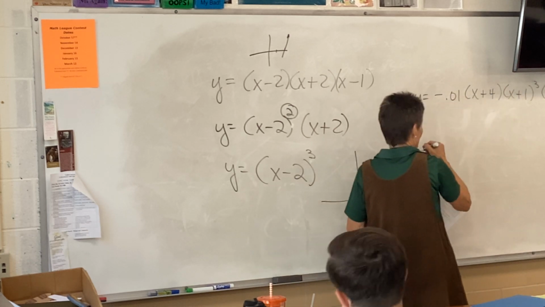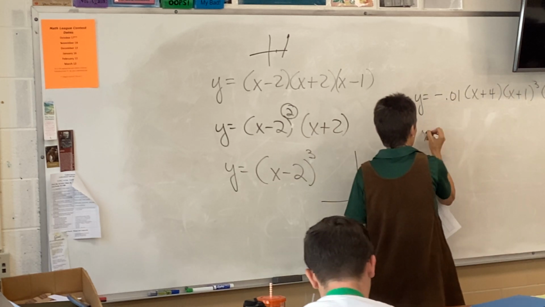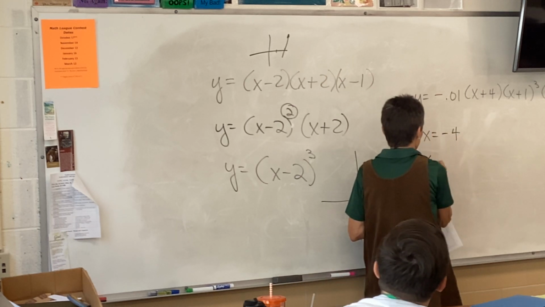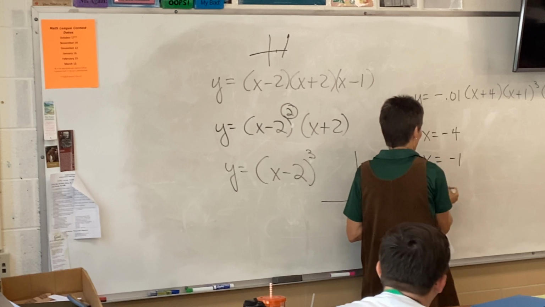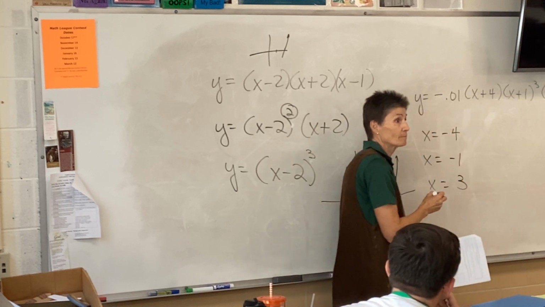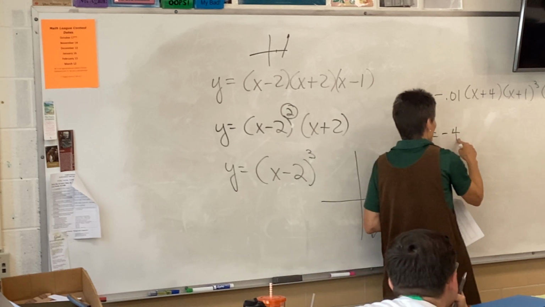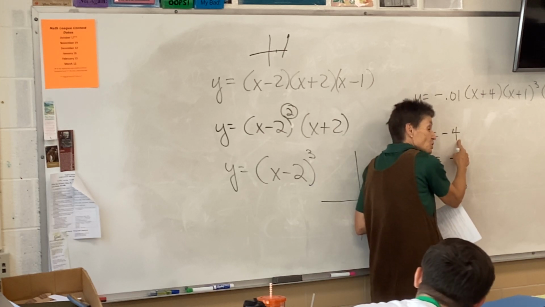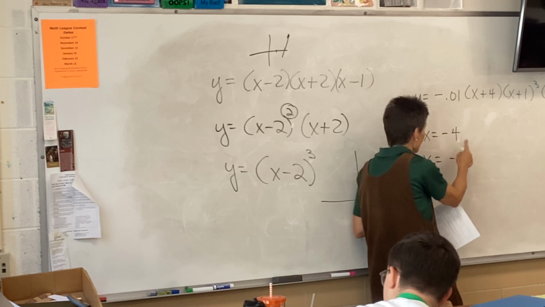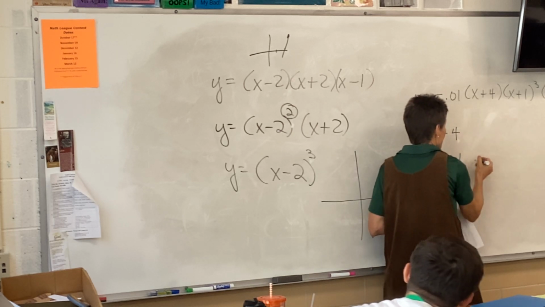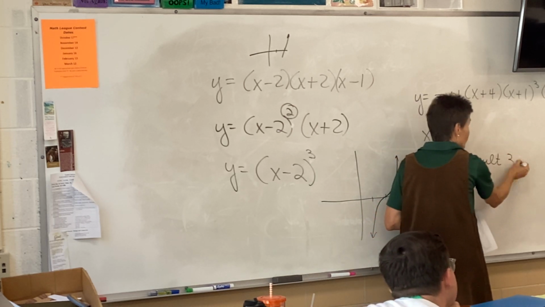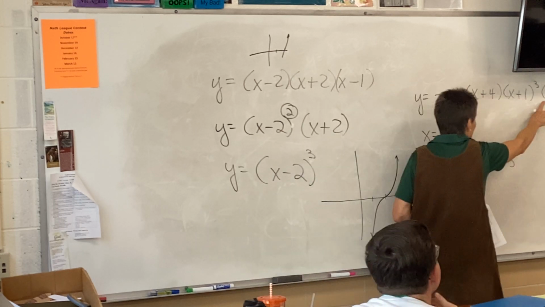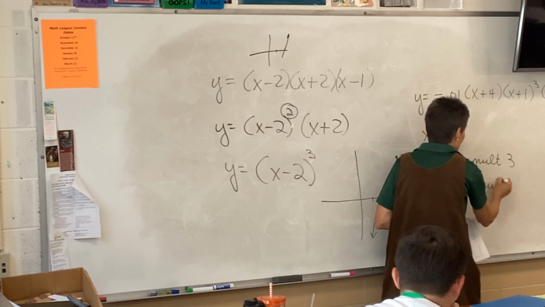Okay, so what are our roots? What are our zeros of the polynomial? We have 1 at negative 4, we have 1 at negative 1, and we have 1 at 3. The multiplicity of this is 1, which means the curve is just going to go through that point. Here, the multiplicity is 3, which means we're going to squiggle through. And here, the multiplicity is 2.